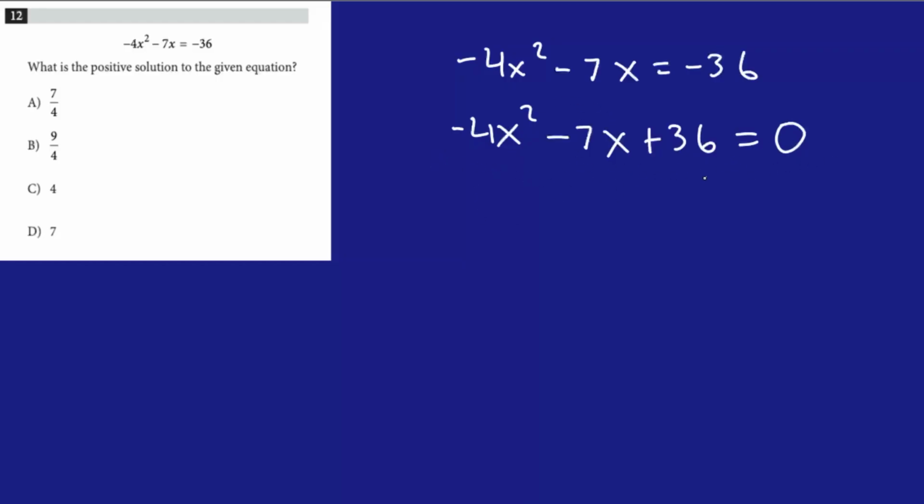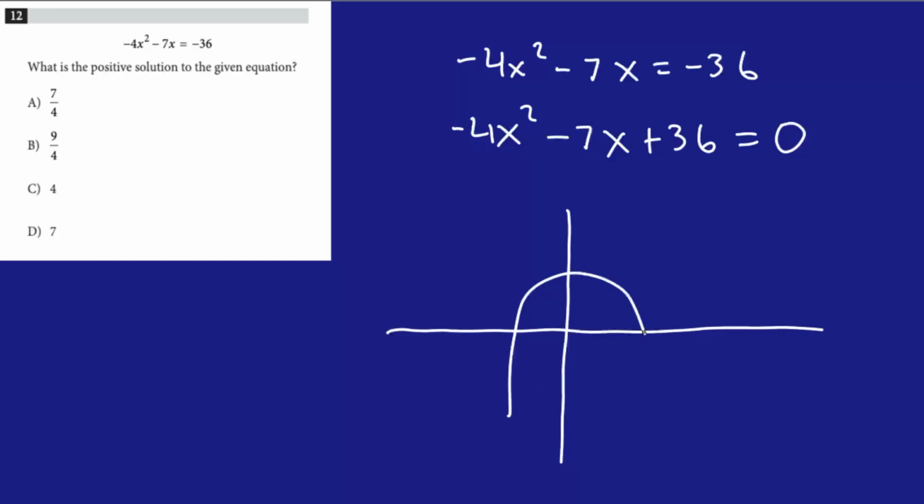So what I'm going to do now is pull up Desmos and type this in, and then see where it crosses the x-axis, because basically what's going to happen is we're going to have some parabola. It's going to look something like this, and it's going to cross the x-axis at 2 different points. The question asks for the positive solution, so wherever it crosses, we'll just take that.